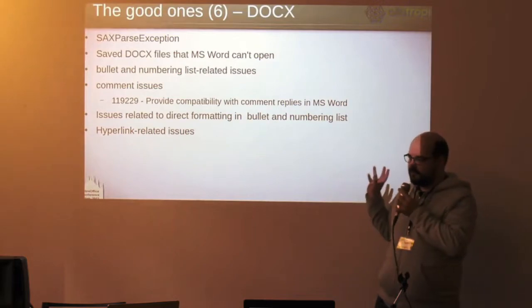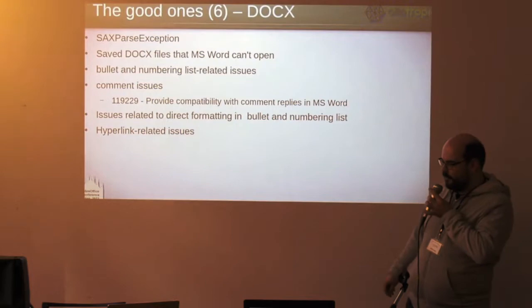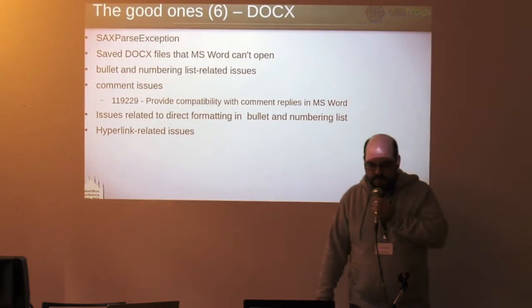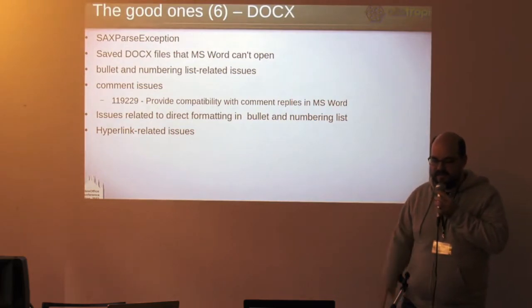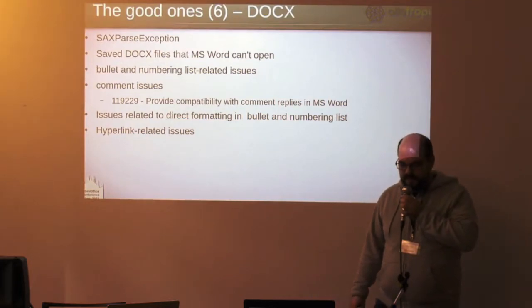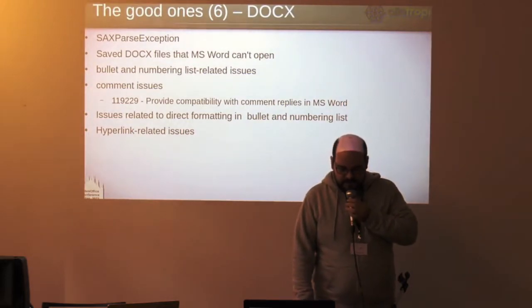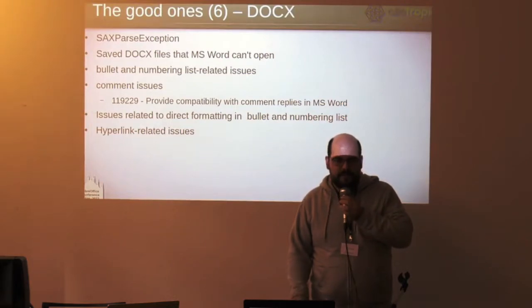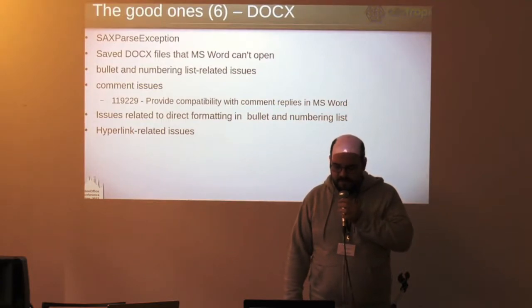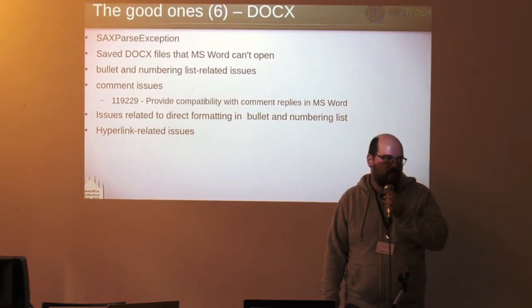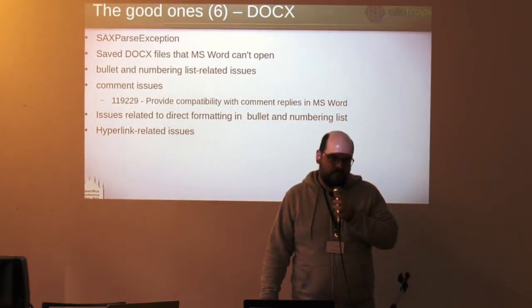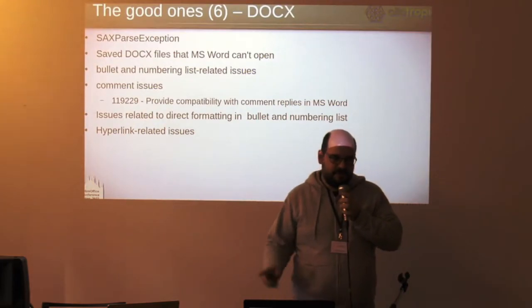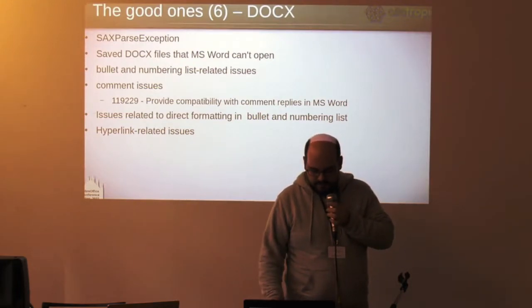So now the deep dive into those categories and formats, but only the OXML ones. For docx, I see six categories. These may be a little bit difficult to understand, but I just copy-pasted the metabug titles, so they are kind of wacky sometimes. One thing to highlight here is the comment issues category. It works pretty well, but this comment replies feature, which Word has had since, I don't know, at least 2010, is not very interoperable. If you have replied to a comment, it will fall apart in Writer.